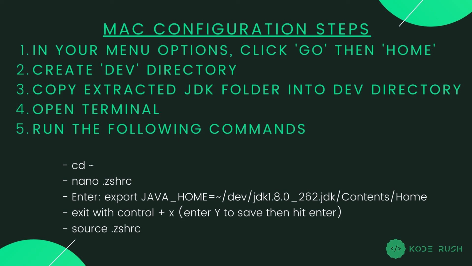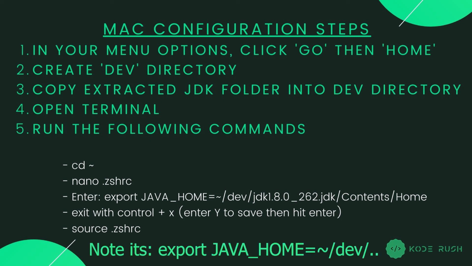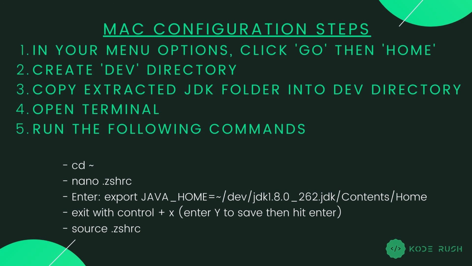After you've opened up the file, enter export JAVA_HOME equals, and then the path to your Java JDK, and that will be, if you follow the same directory as I've described here, tilde/dev/JDK, whatever that folder name is, and you can go into that dev directory and make sure that those names match up. But in this instance, I have jdk1.8_262.jdk, and then in there I have the contents, and then from there I have home.